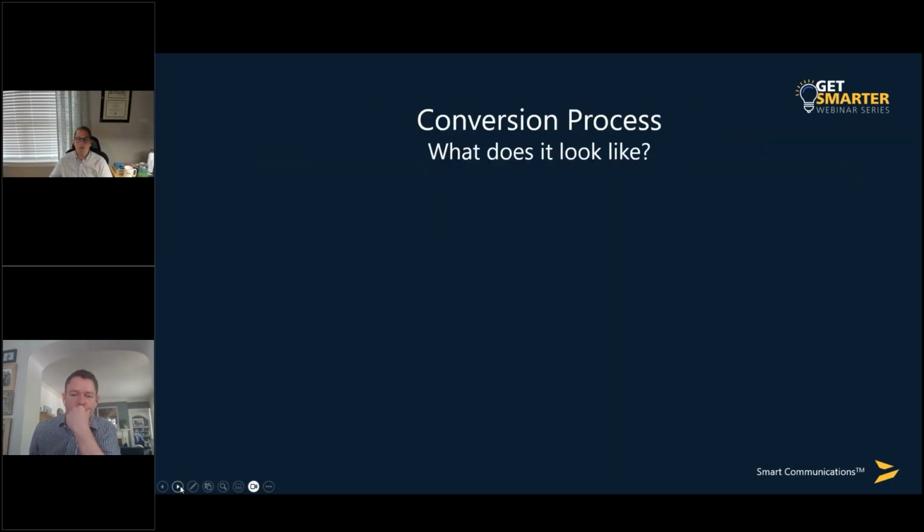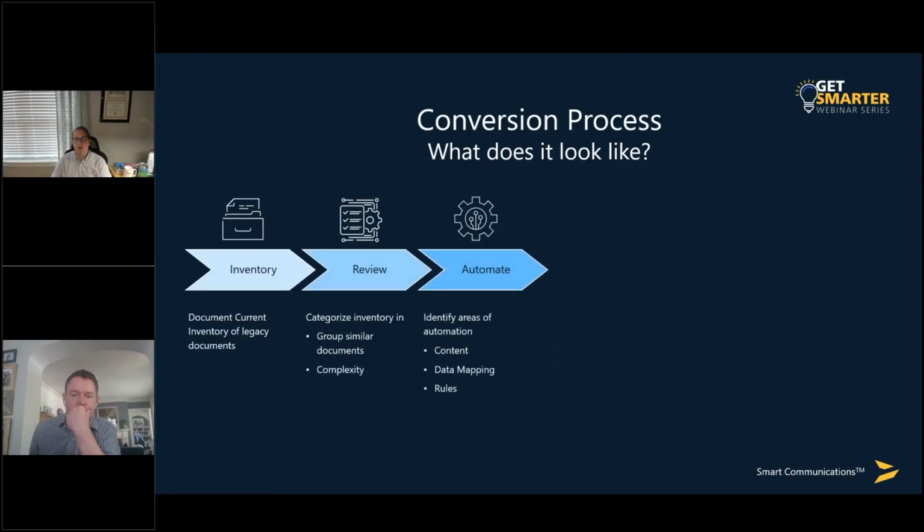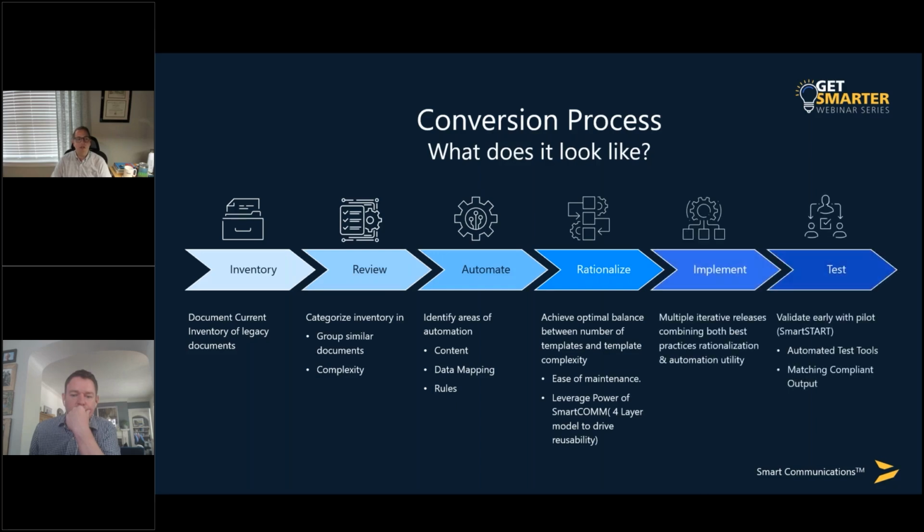So let's talk a little bit about the process and what it actually looks like. So the first thing you want to get a hold of is the inventory of your template. So we talked about that, breaking it into simple, medium, and complex templates so that you can understand the effort involved and also start to review that content. You don't want to just bring all of it over with you. You want to throw out the stuff that no one uses anymore. There's no sense in bringing over garbage into your new fancy system.